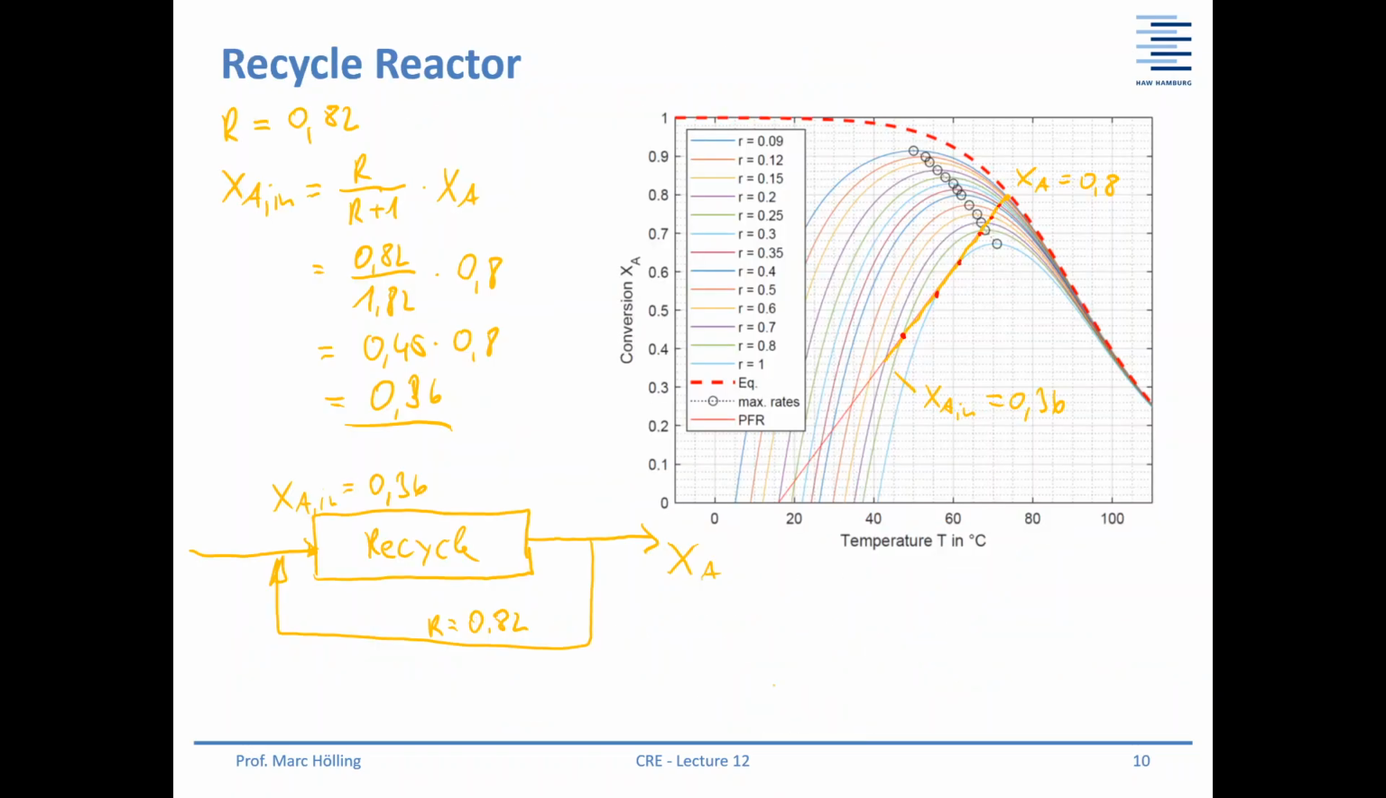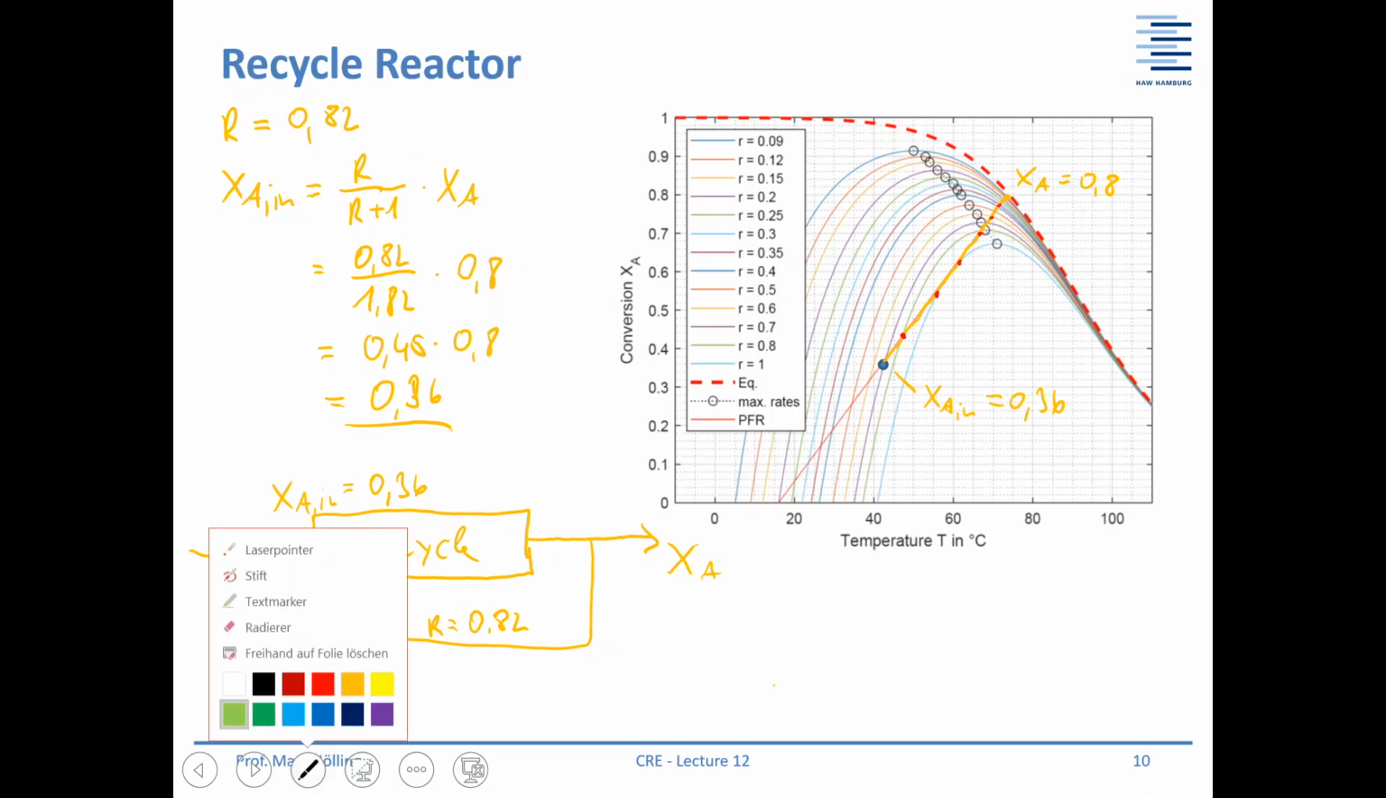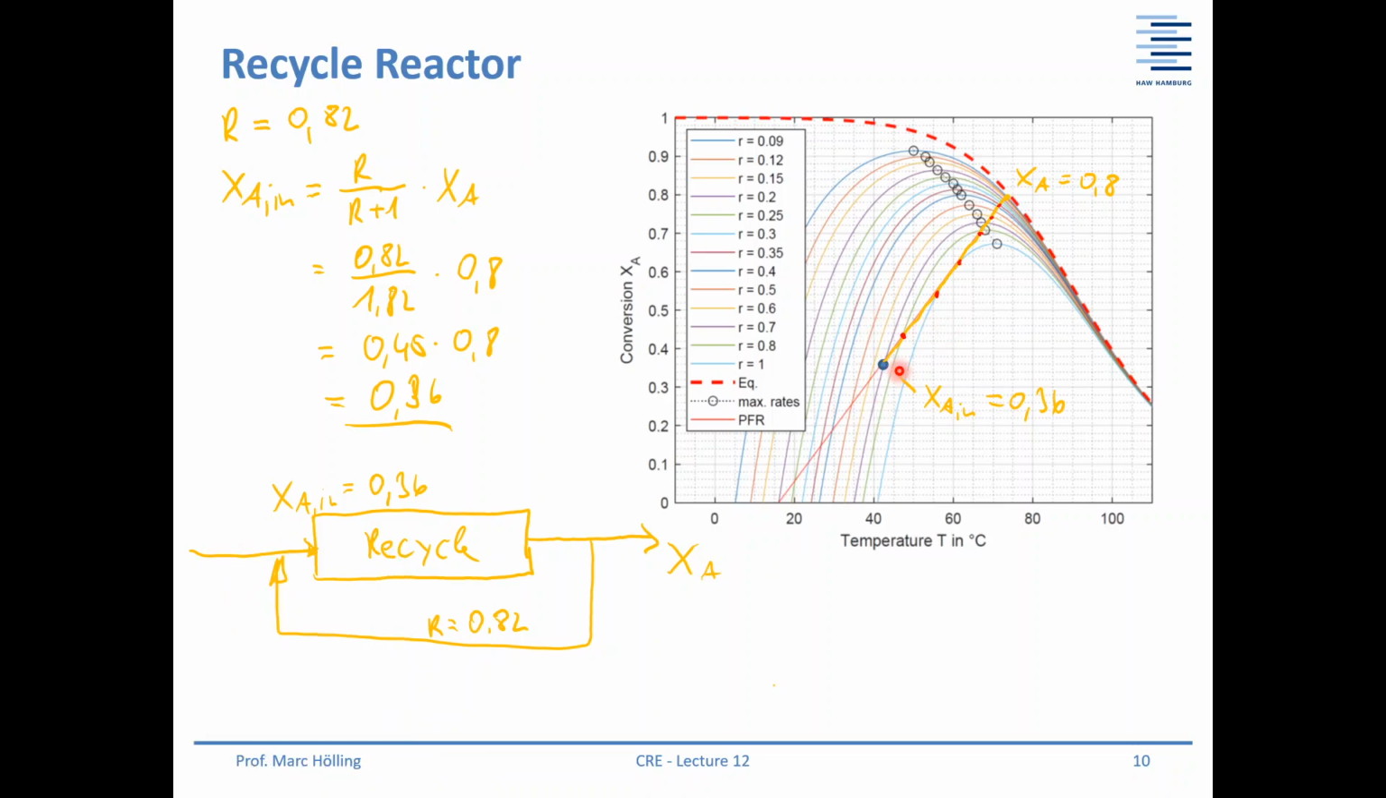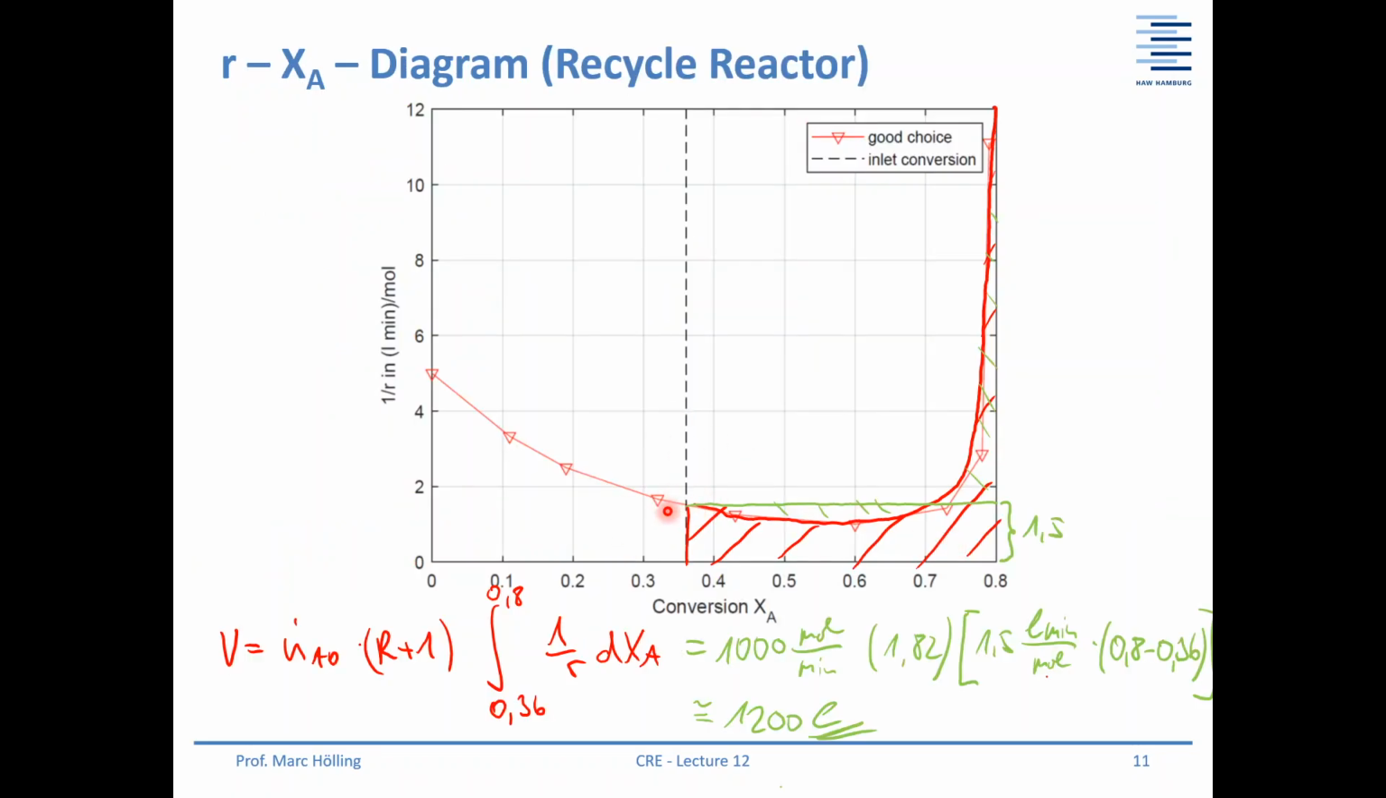Why is it the case? If we go back maybe to this diagram, then you can see that you are skipping all the areas here with the low reaction rates. So here your reaction rate is rather low. You would start at the beginning of the normal plug flow reactor with the low conversion, with the low reaction rate, and this is skipped here all the time. You are starting with a reaction rate that is about 0.7, and then it's decreasing all the time. So you are leaving out all this area here. You don't have to take this into account, and this makes your reactor smaller.